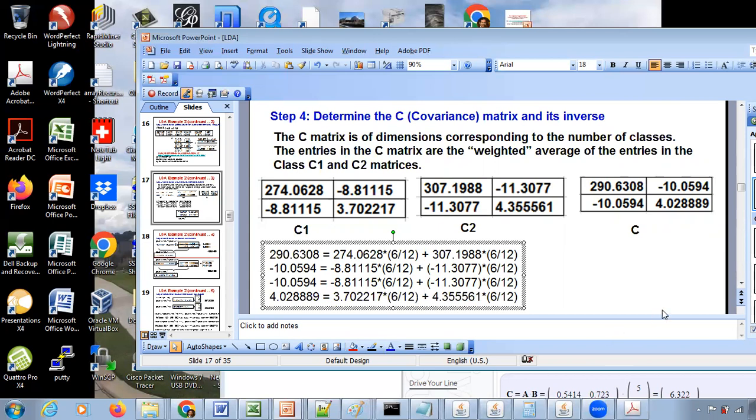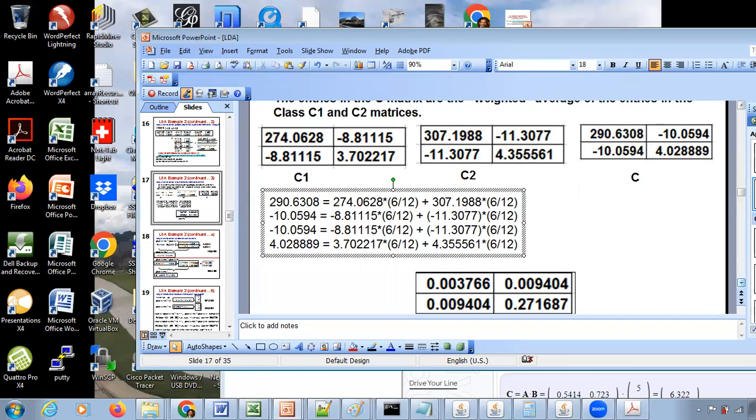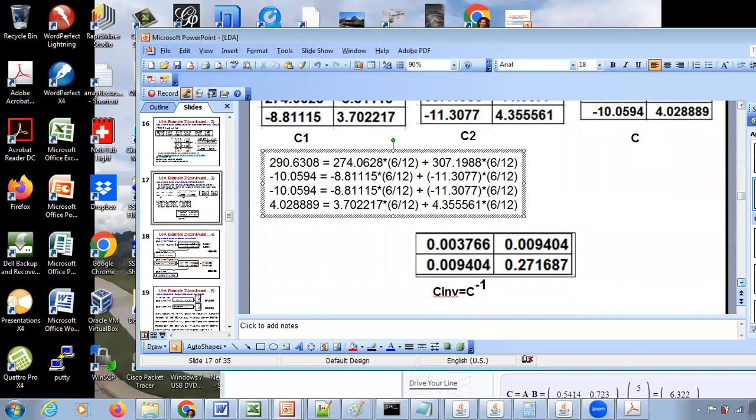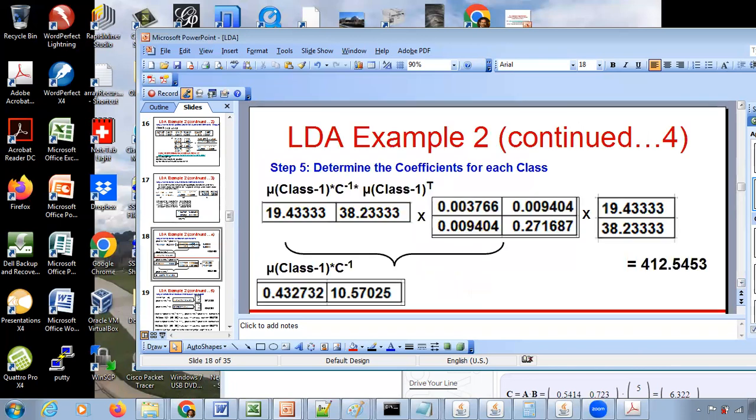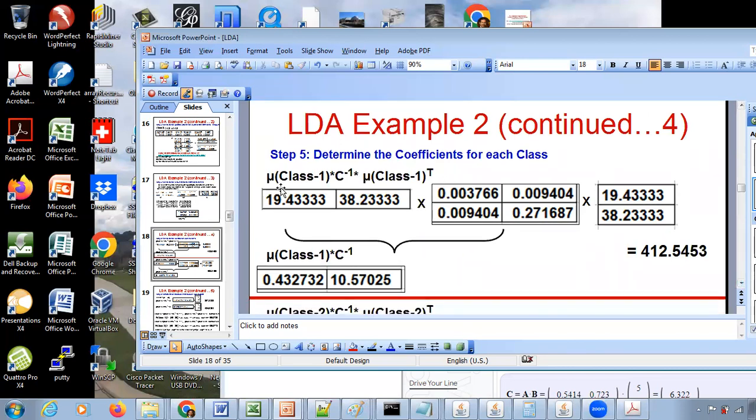So that's going to be 4.02889. So that's your C matrix, and then you find its C inverse using the inverse calculator online, and you get the C inverse. And then the last step is to find this product of these three, the mu class 1.